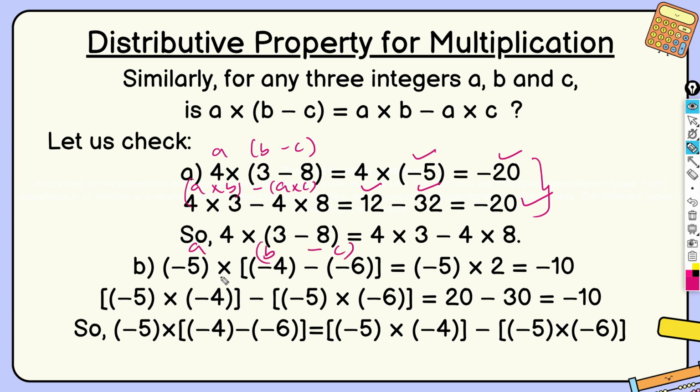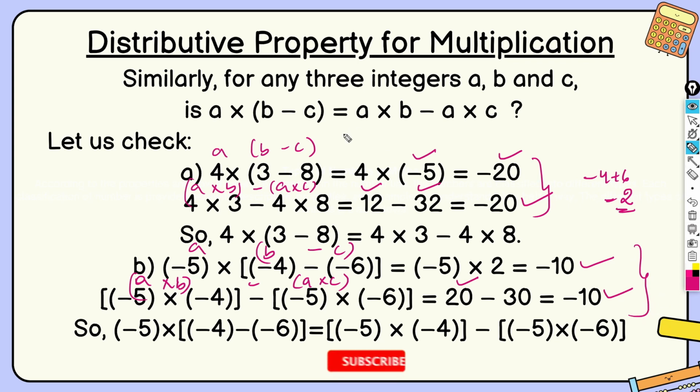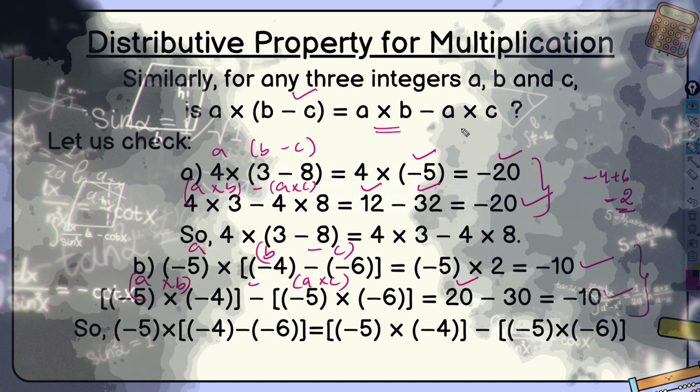Similarly, we will see minus 5 into minus 4 minus minus 6. So this becomes minus 5 into minus 4 minus of minus 6, which is minus 4 plus 6, which is equal to 2. So minus 5 into 2 is minus 10. When we distribute this, this becomes a into b minus a into c. So minus 5 into minus 4 is equal to plus 20, minus 5 into minus 6 is minus 30. The result is equal to minus 10. So here also in both cases, the result is minus 10. So we can say that integers for subtraction, that is like a into b minus c, will follow the distributive property, which is equal to a into b minus a into c.